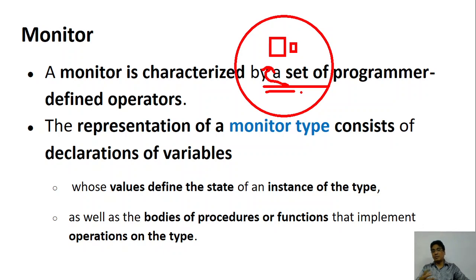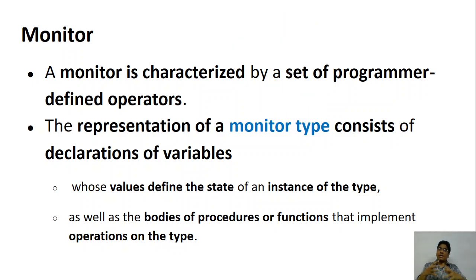So methods or procedures and the types, everything put together as a single unit. Similarly, you can think about the monitor in the same way. There will be some data type which you want to share, and there will be some procedures that will operate on these types. So that is what you have. These values which are stored in those variables define the state, that is called an instance.